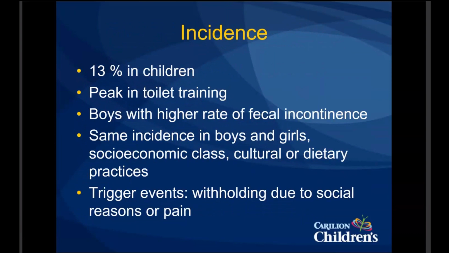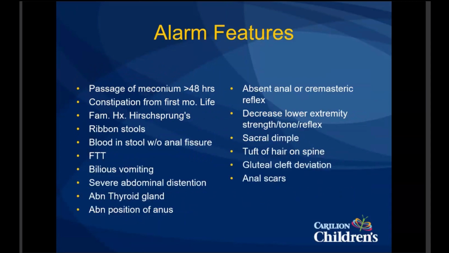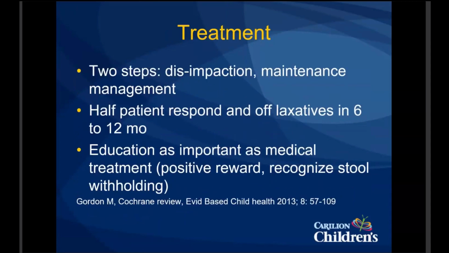The major triggers are withholding due to pain, because they don't want to use the bathroom at school, or they don't want to use a bathroom outside the home, and that triggers problems with withholding. These are the alarming features of other organic diseases. Again, for treatment, you have to clean this patient out very well first, and then do maintenance. So we use Miralax, magnesium citrate, and some stimulants during the fecal disimpaction, and then maintenance to keep the stools soft. Half of the patients respond by 6 to 12 months after diagnosis.